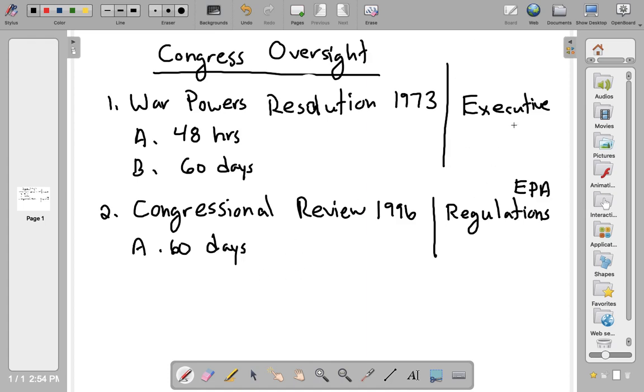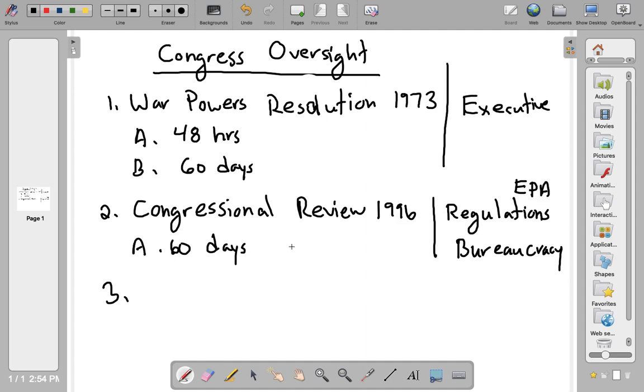So yet again, the War Powers Resolution is a check on the executive branch, whereas congressional review is more of a check on the federal bureaucracy, which also is the executive branch, but I'm just trying to be specific here.